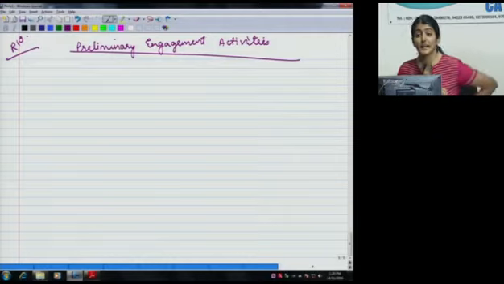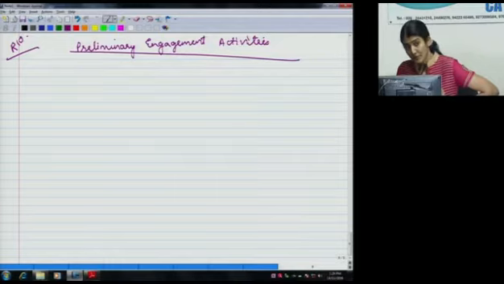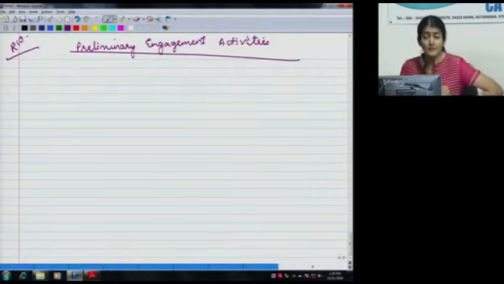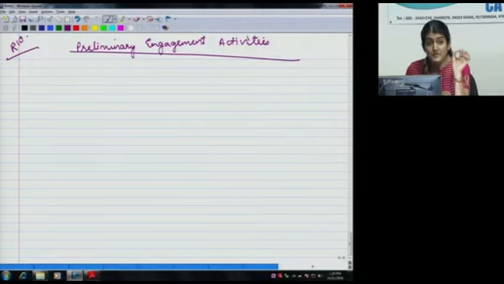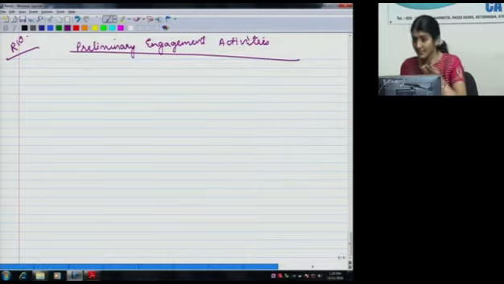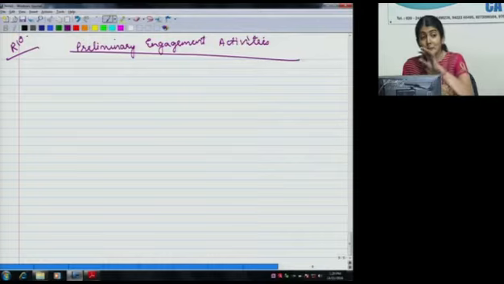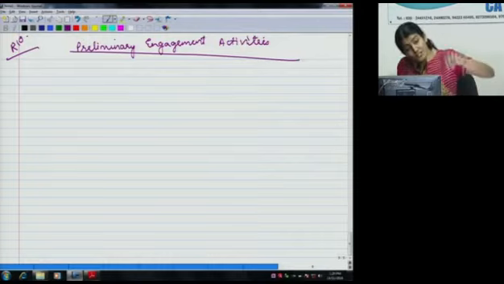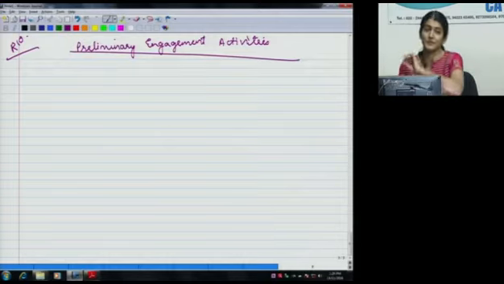Preliminary engagement activities. In which standard are we? 300. What is that standard about? Planning. Okay, auditor, how should you prepare an audit plan? But the standard says, auditor, wait. Before you even start preparing your audit plan, there is some preliminary, some basic work which you first need to finish. And once you finish that, then you start preparing an audit plan.